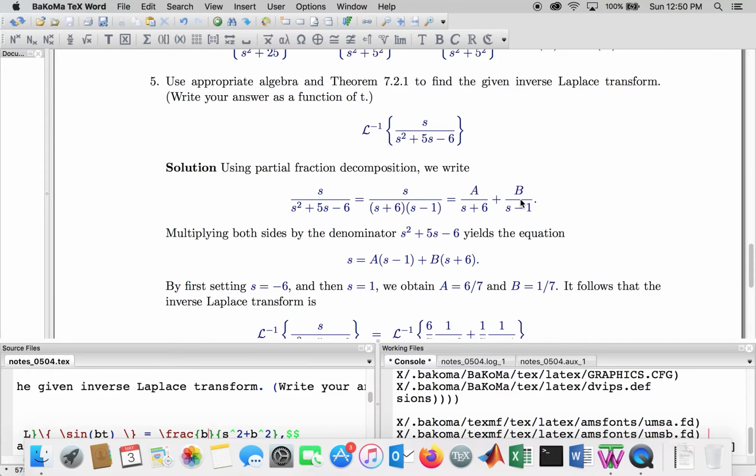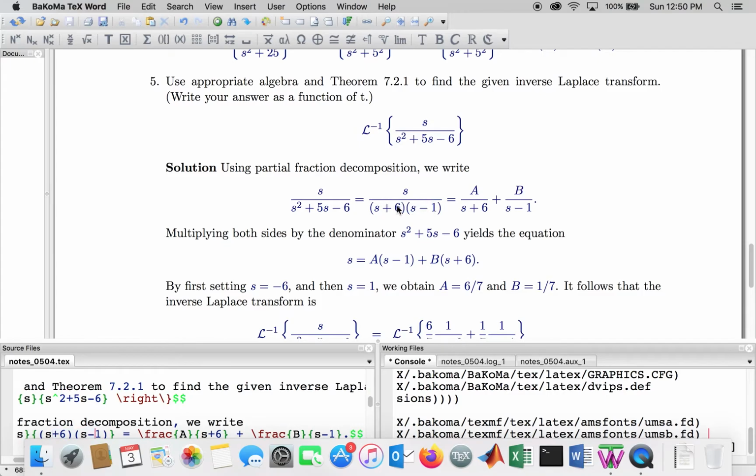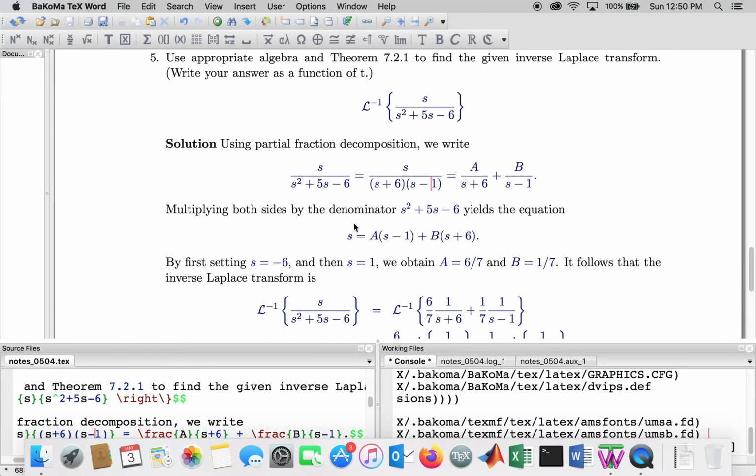So here's your decomposition. Multiply both sides by this denominator, the entire denominator, and simplify. And what you get is the numerator is equal to your first constant a times whatever is not below it, so s minus 1, and then plus b times whatever is not below it, the s plus 6. So this equation you need to solve to get a and b. And you're allowed to substitute any two distinct values of s to get a system of equations to solve for a and b.